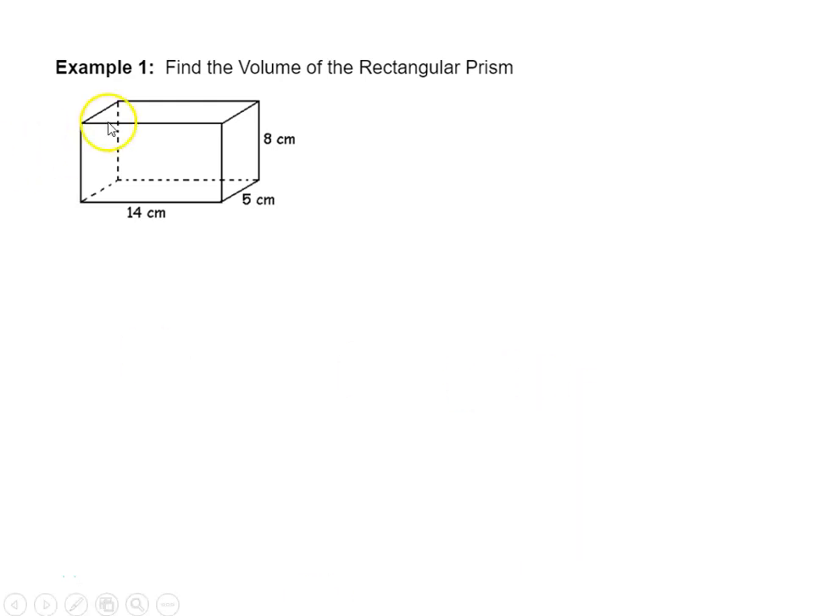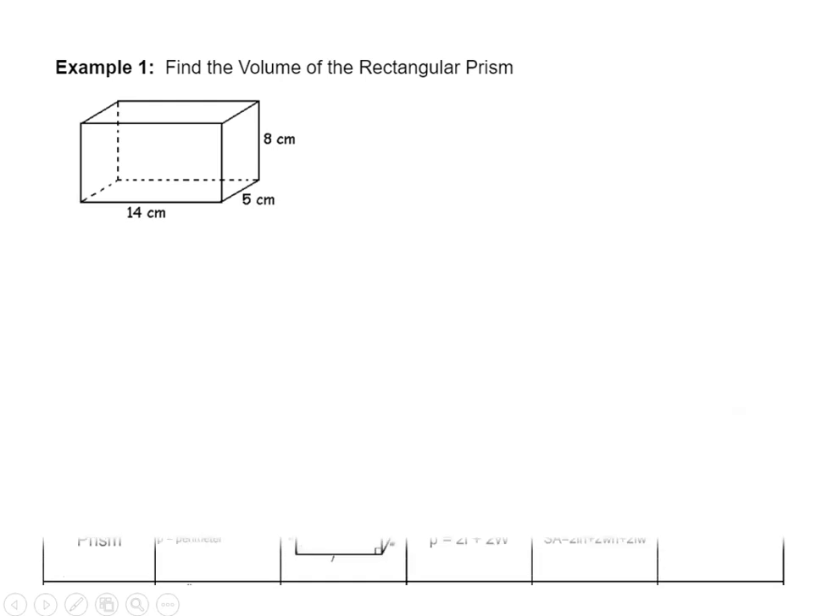The first example I have here is finding the volume of the rectangular prism. This is a box. It's a rectangular prism. It's a box made up of rectangles. And we're going to find the volume now, and the volume is how much space is inside of the figure.